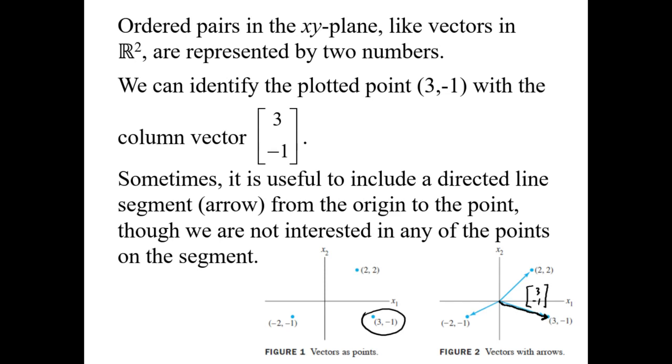We're not interested in all the points that are on the segment. We're just interested in the point where it ends. So a vector has both magnitude and direction. You've probably heard that in previous courses. So this would be the vector we're talking about. But again, we're really just interested in where it stops if we start at the origin.